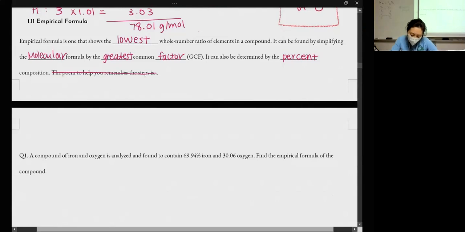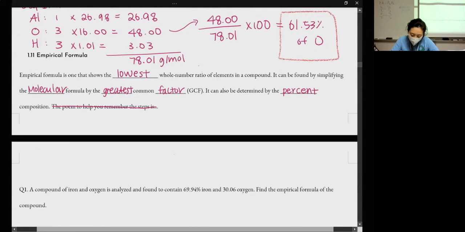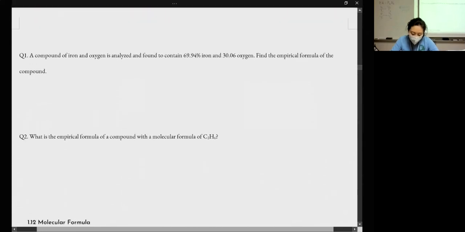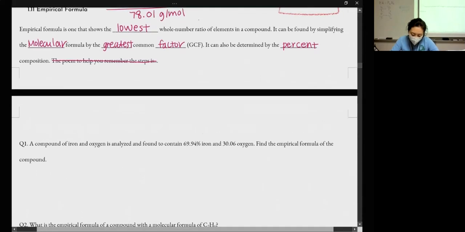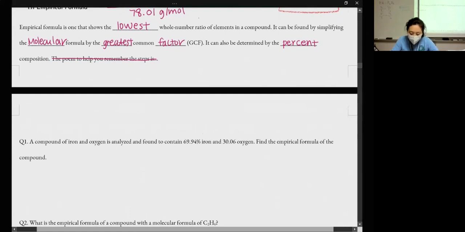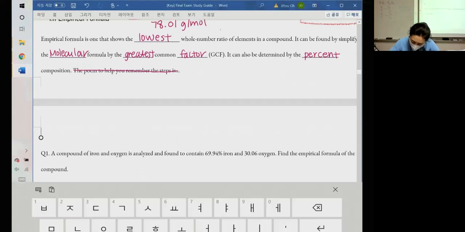Okay, so an empirical formula question looks like these. So question one, I'll put it right there. Question one says a compound of iron and oxygen is analyzed and found to contain 69.94% iron and 30.06% oxygen, and find the empirical formula of the compound. I think I will need a little bit more space than that, so let me put some space.